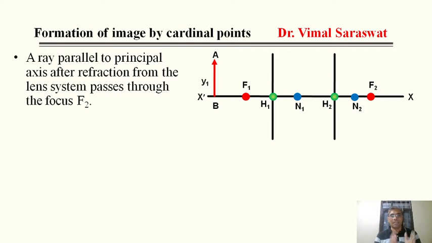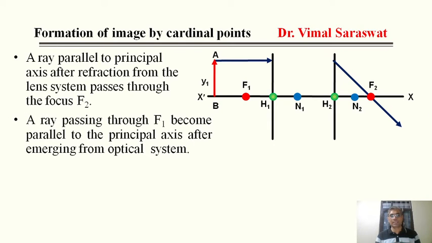Now, a ray parallel to the principal axis, after refraction from the lens system, passes through the focus F2. Now, this is our ray which is parallel to the principal axis, and after refraction from the lens system it will pass through the focus F2 according to this rule. So, this ray passes through the focal point F2 after refraction from the lens system.